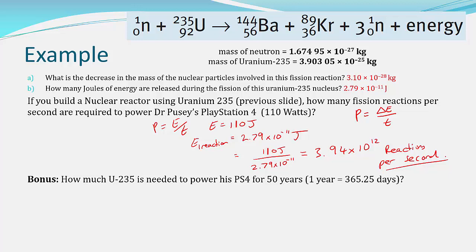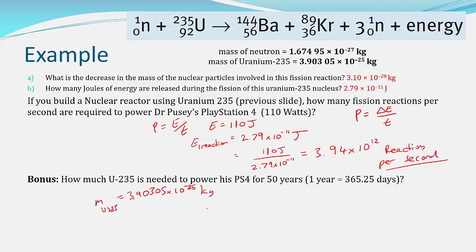The first thing you want to do is figure out what the mass of uranium-235 is. I'm just going to rewrite it. The mass of U-235 is up the top there. It's 3.90305 times 10 to the negative 25 kilograms. So this is how much one atom is.